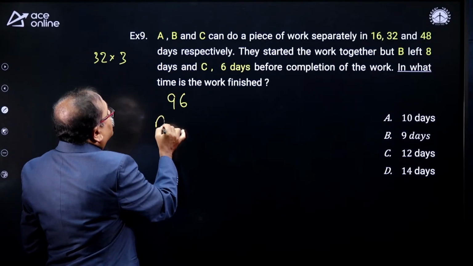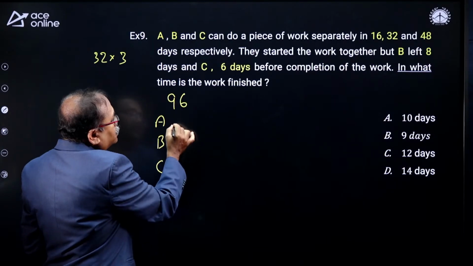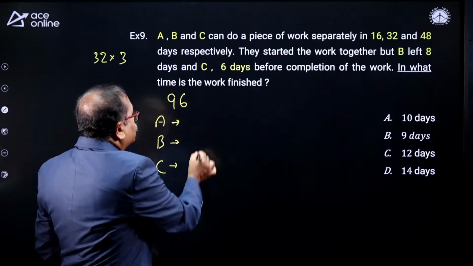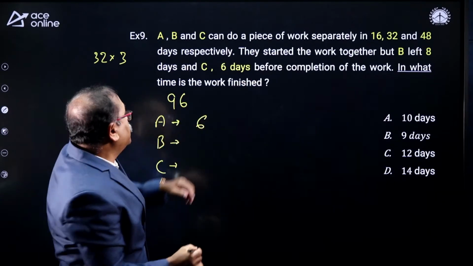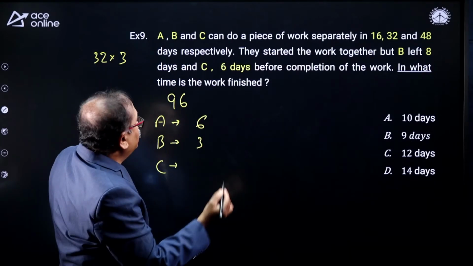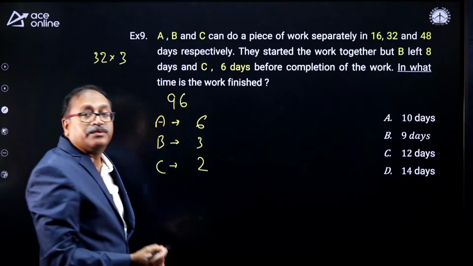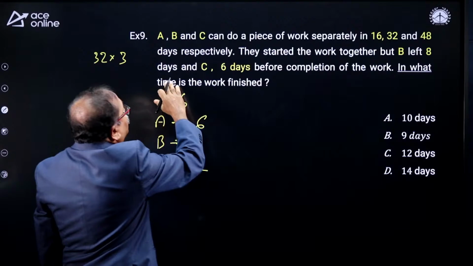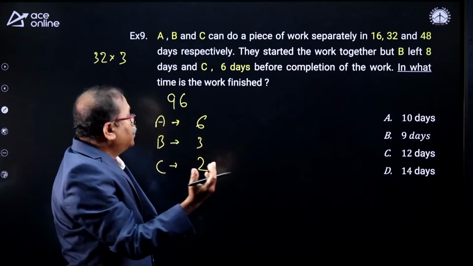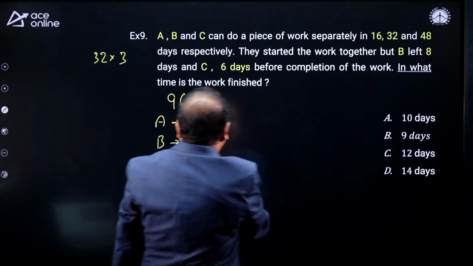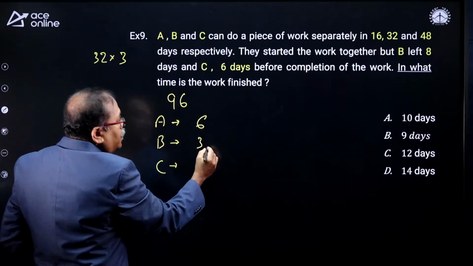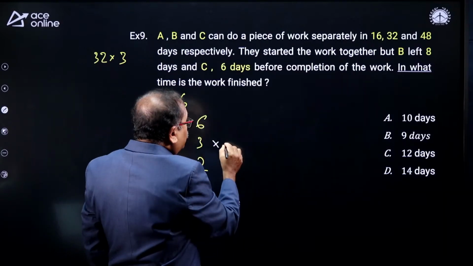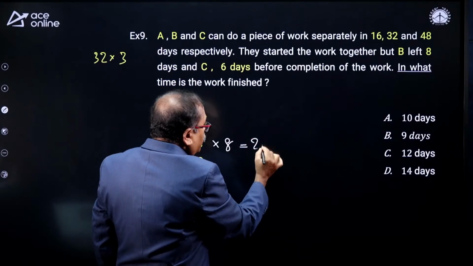Now let's find out how many units A, B and C complete per day. Then 96 divided by 16, that is 6 units, and 96 divided by 32, that is 3 units, and 96 divided by 48, that is 2 units. Now, as it is said that B left 8 days before completion of the work. So that is B, and B completes how many units per day? 3 units per day. How many units did he leave? As he left 8 days before, 8 times 3, 24 units he left.